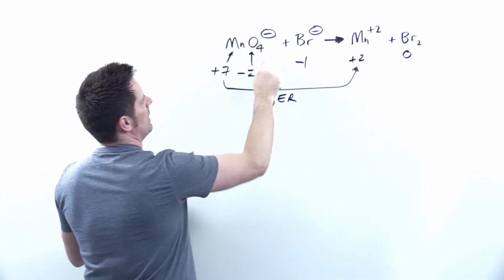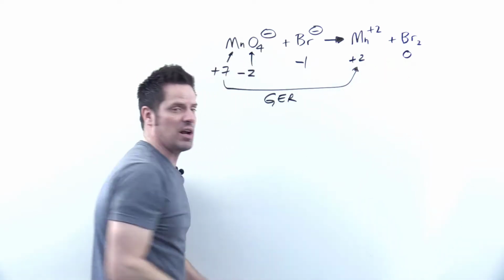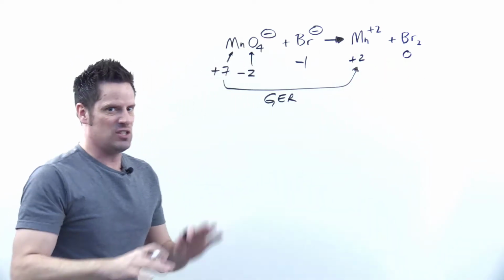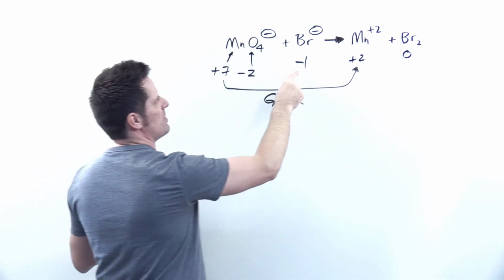Now, what about oxygen? Well, there's no oxygen over here, is there? Because the reaction isn't balanced. So that's what we're going through this process for. So let's focus on the bromide.